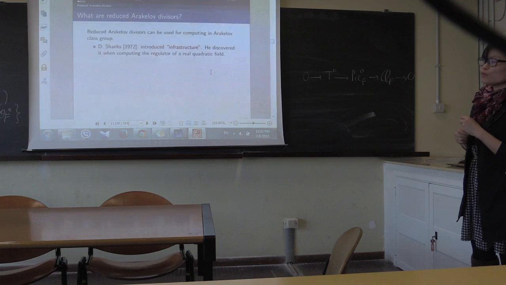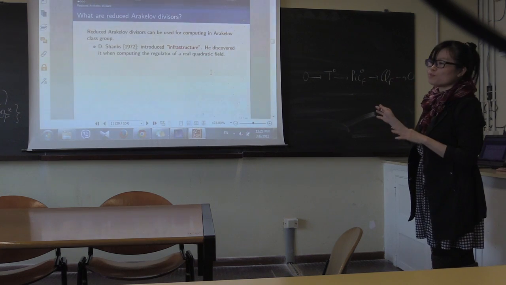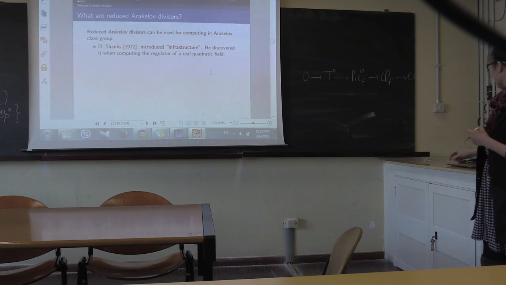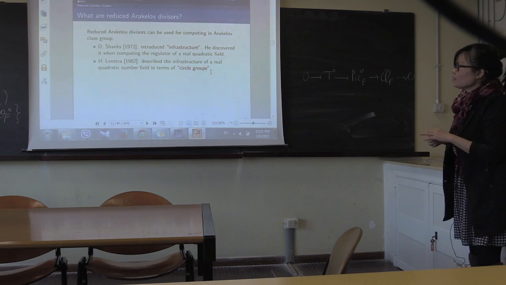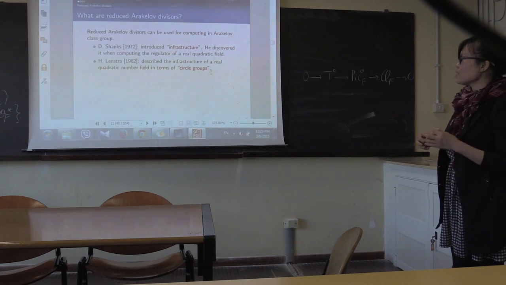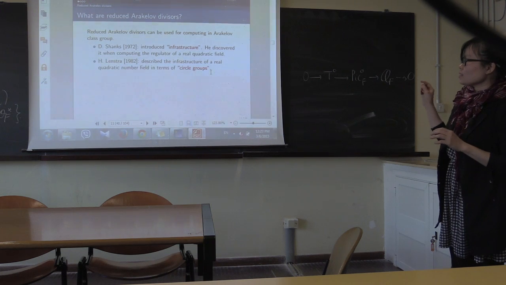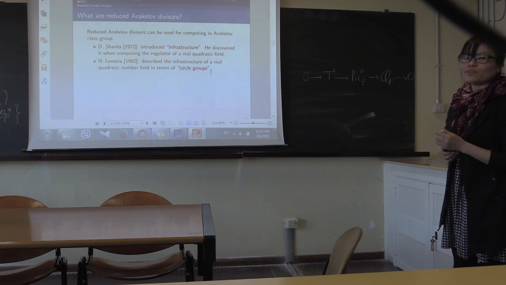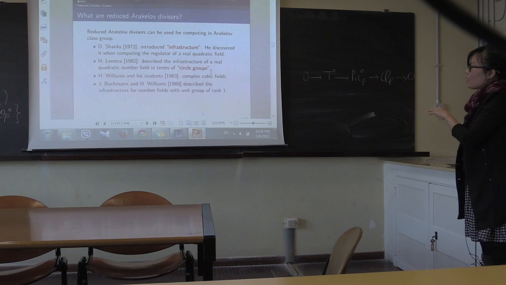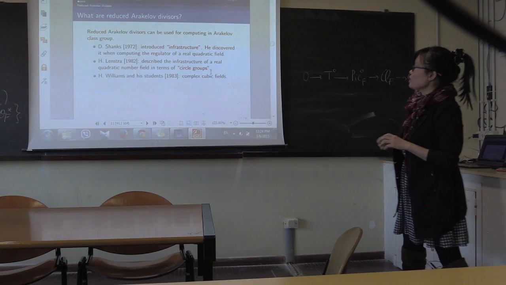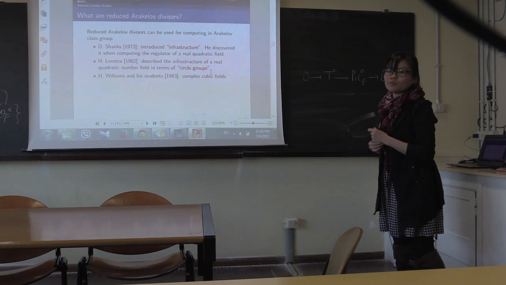In 1972, Shanks introduced the infrastructure of a real quadratic field when he computed the regulator of a real quadratic field. Ten years later, Lenstra also described the infrastructure of a real quadratic field, but he used the term circle groups. Both Shanks and Lenstra said that this structure can be generalized for arbitrary number fields. And it's true, because in 1983, Williams and his student defined the infrastructure for complex cubic fields.